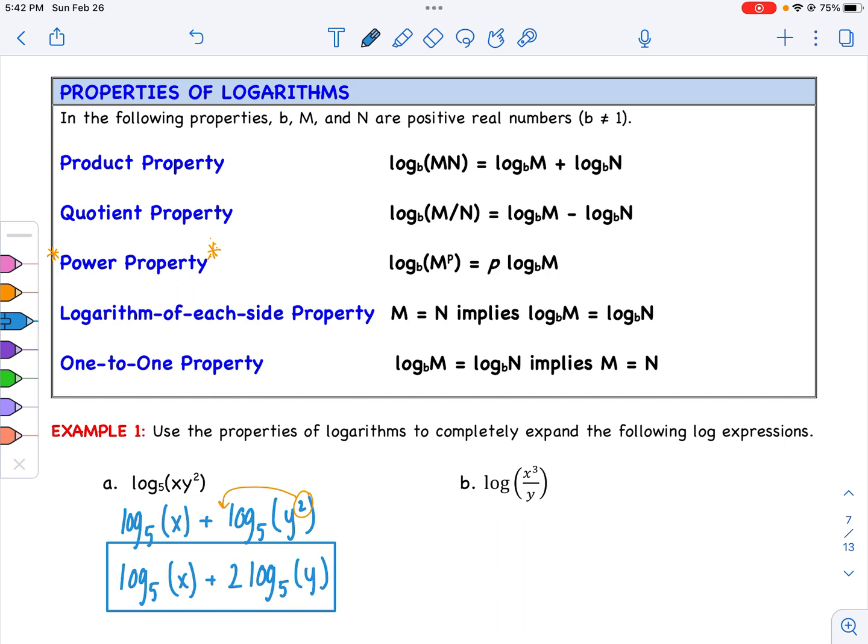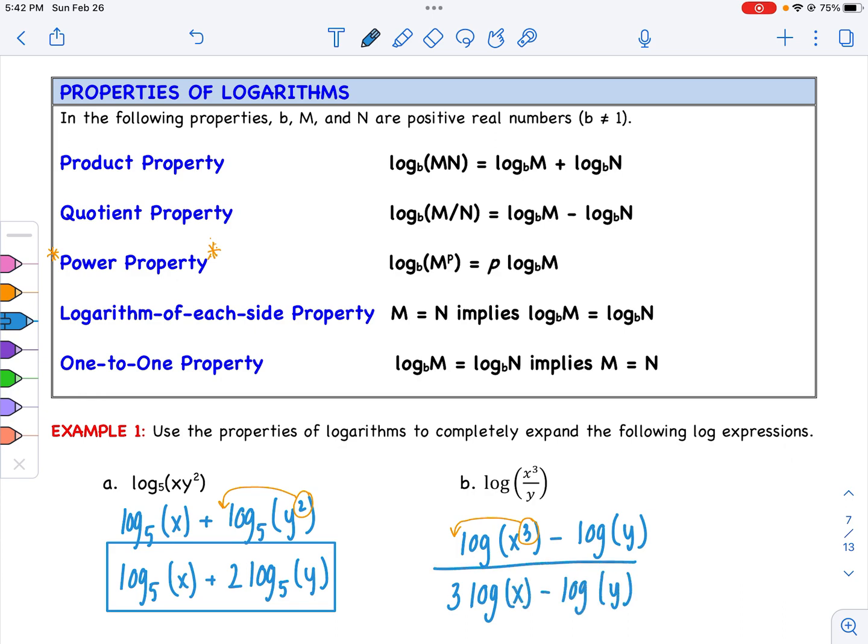Let's try b. Notice b is being divided, so I'm going to use the quotient property. If I divide my arguments, that means I really subtract my logs. So log of x cubed minus log of y. Using that power property again, I'm going to take the 3 that's in the exponent and bring it out in front. So it becomes 3 log of x minus log of y. And you did everything you could to expand this into a bigger log.